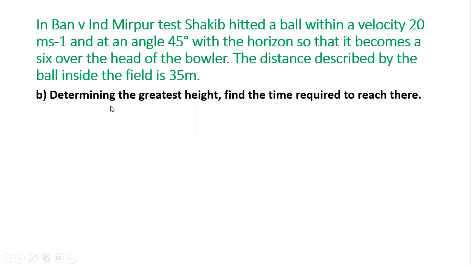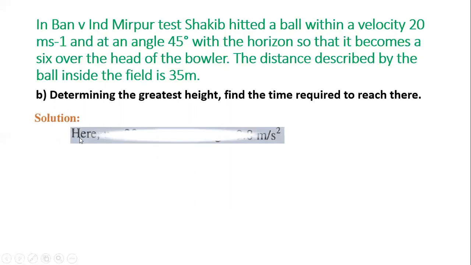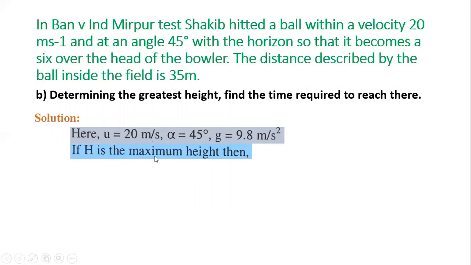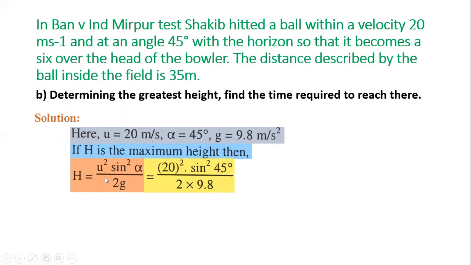Now determining the greatest height. Find the time required to reach there. Solution. Here u equal to 20 meter per second, alpha equal to 45 degree, g equal to 9.8 meter per second square. If h is the maximum height, then h equal to u square sine square alpha by 2g. If we put this value, then you get 20 square into sine square 45 degree by 2 into 9.8.